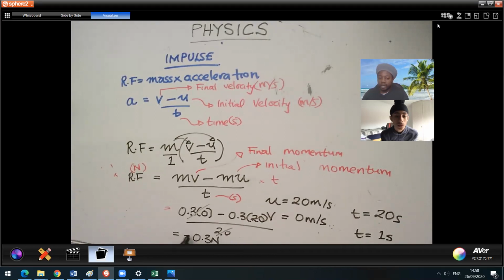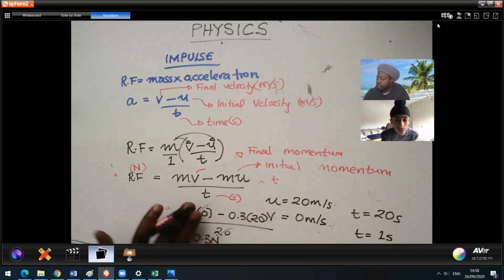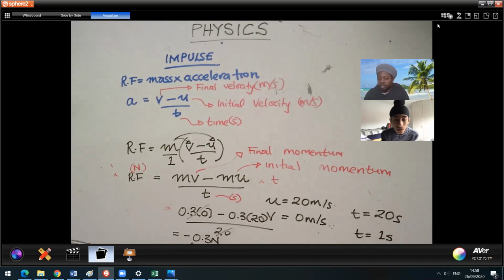The reason why it's minus is because that's the force from my hand onto the cricket ball. Wait, sorry, I don't get that bit. So you cancelled the 20 off with the... Well, this is 0.3 times 20, divided by 20. So the two 20s cancel off. So it's just 0.3 minus 0.3? Yeah, that's the answer. Minus 0.3. Okay, no problem.